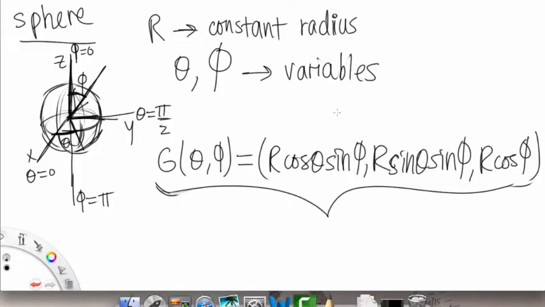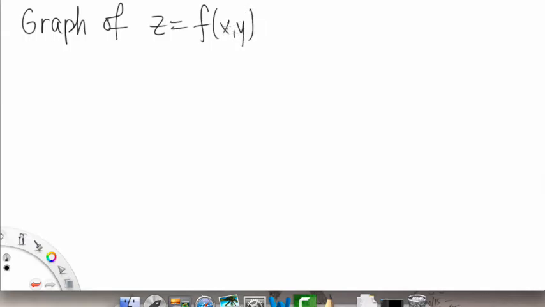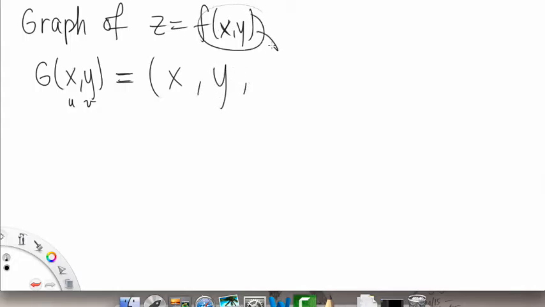Okay, and now one last parameterization. So we went over cylindrical and spherical. Those are the two main ones. And then we also have just a general graph of z equals f of x comma y. So what this means is that when you're writing your parameterization, we have g dependent on x and y. These are like our u and v. Okay, they just happen to be x and y. But in this case, x is going to be x, y is going to be y, and z now, we're going to plug this into the z spot.